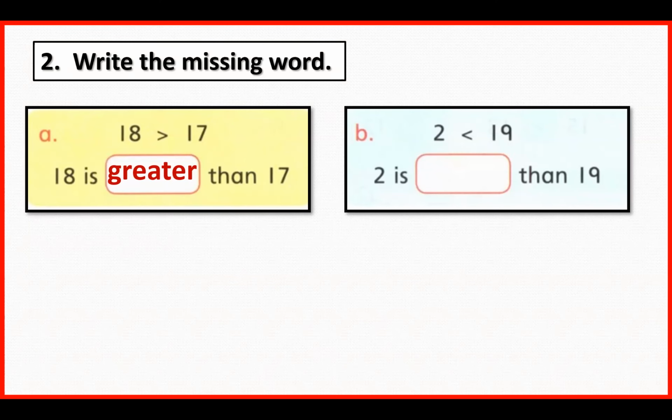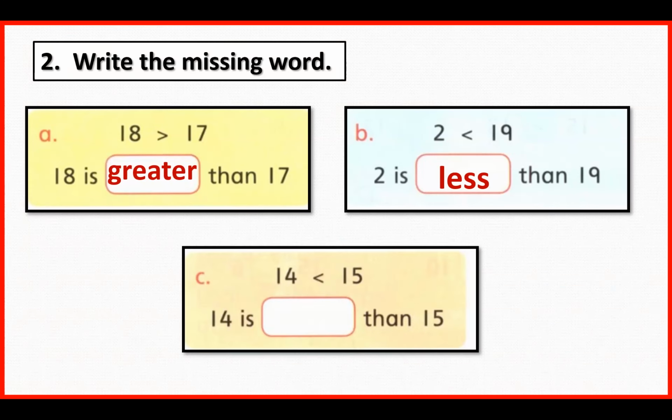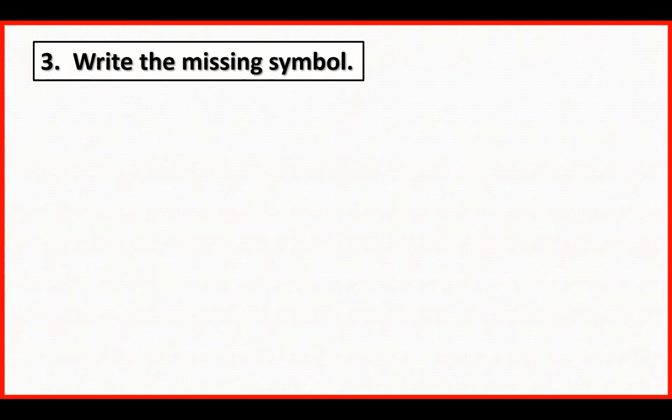Now tell me, is 2 greater than 19 or less than 19? Yes, 2 is less than 19, so here we write less, which means 2 is less than 19. Now tell me, is 14 greater than 15 or less than 15? Yes, 14 is less than 15, so here we write less in this blank, which means 14 is less than 15.